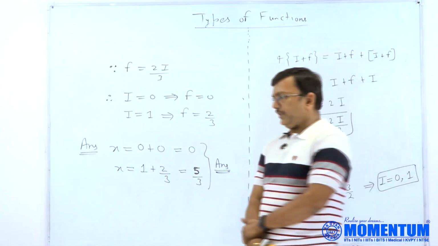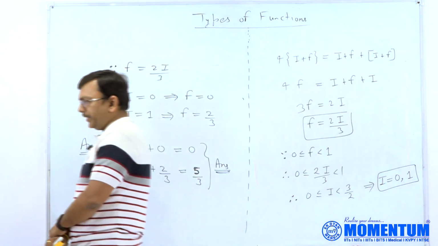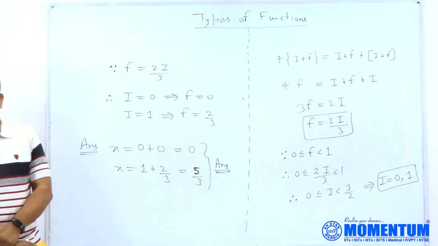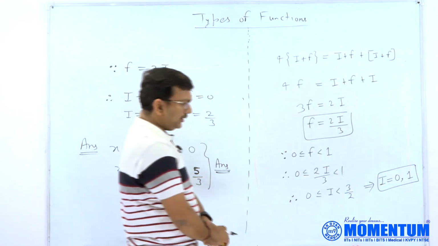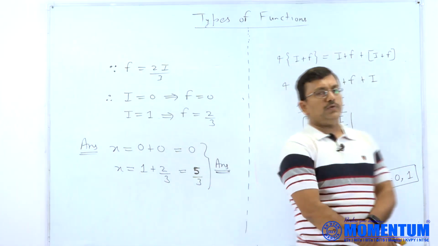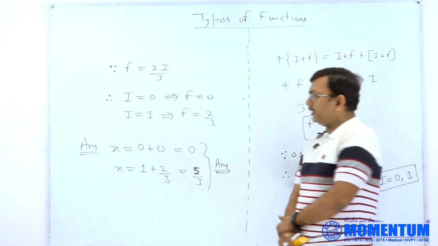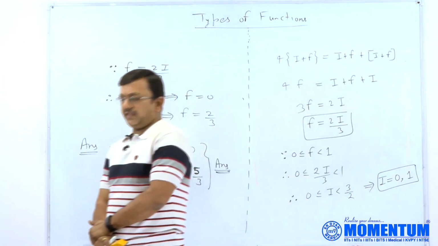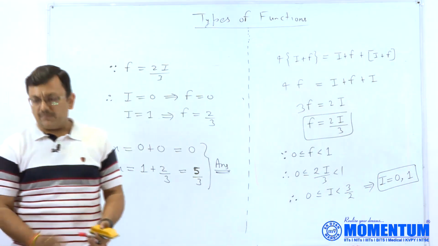So whenever you get an equation where you are finding greatest integer as well as fractional part, this is the best approach to handle the problem. Assume x equal to I plus f, I is integer and f is fraction.